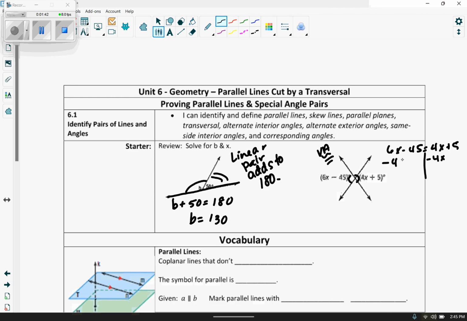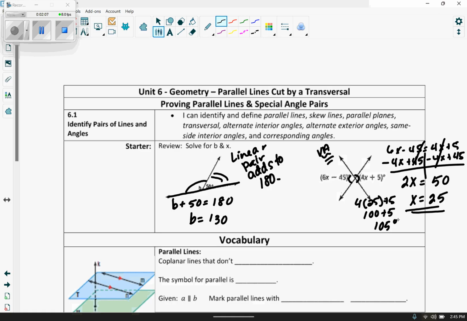Minus the 4x on both sides. Add 45 to both sides. So now we have it tidied up a little bit better, and we have 2x is equal to 50. So x is equal to 25, which is great. I do want you to find the angle measure though. So go ahead and plug that back in. We're going to say 4 times 25 plus 5, which is 100, plus 5, which is 105.